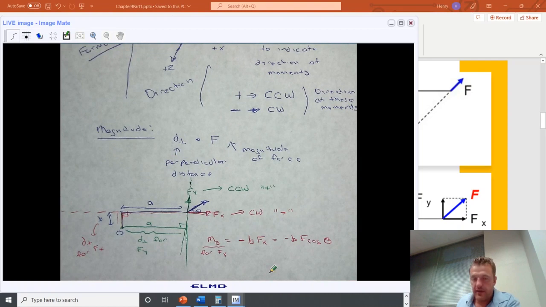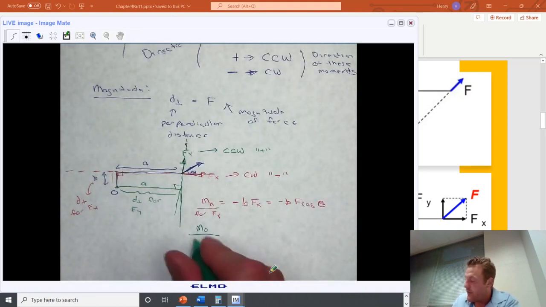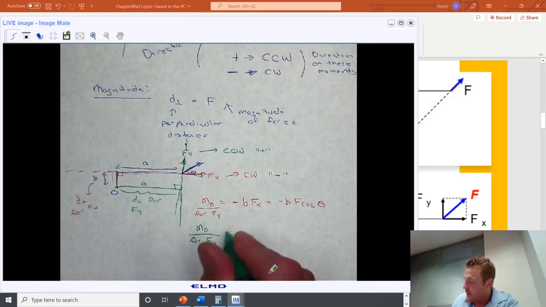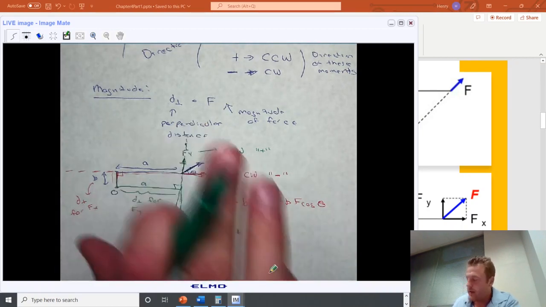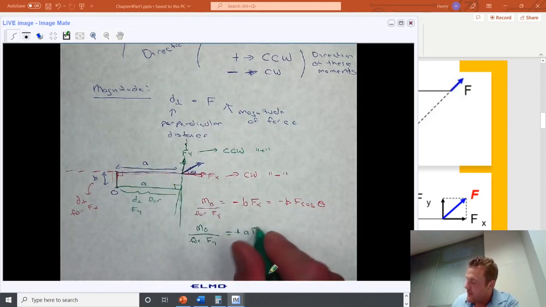In a similar fashion, if I wanted to write what the moment about point O was for the y component of the force, notice that I will add my sign, which is positive because it's tending to induce a counterclockwise rotation. We said that the perpendicular distance was A, and I'll multiply by the magnitude of the force, which is just Fy. So it would just be F times sine of theta.